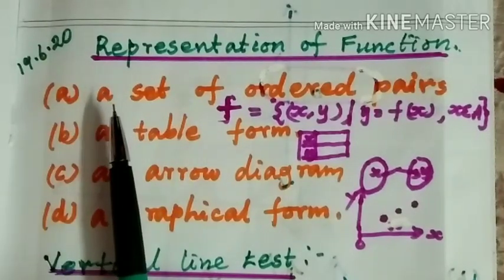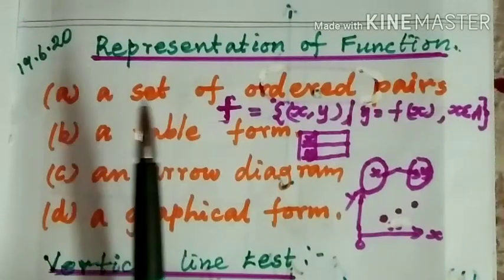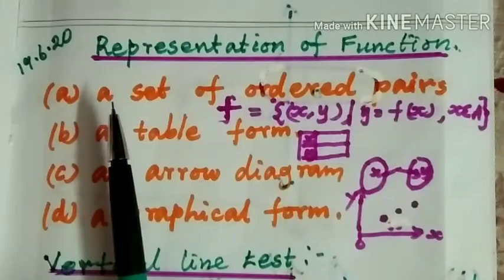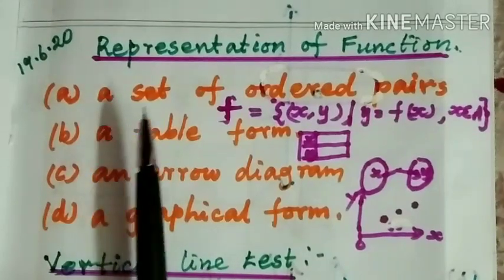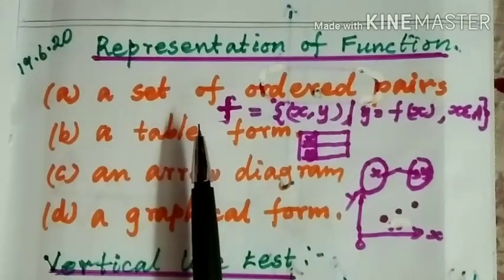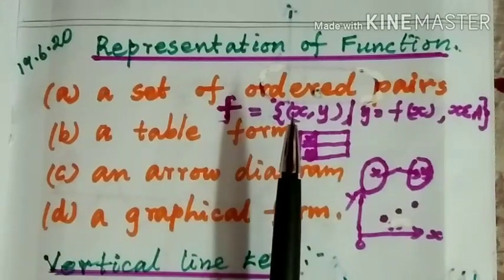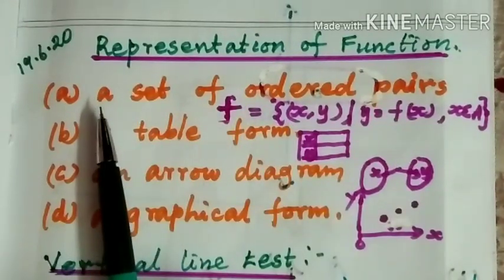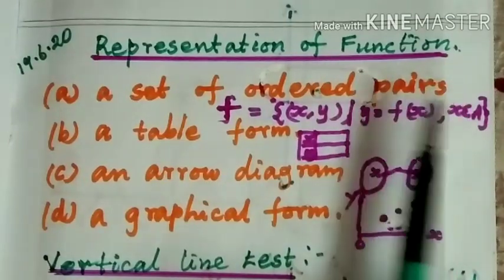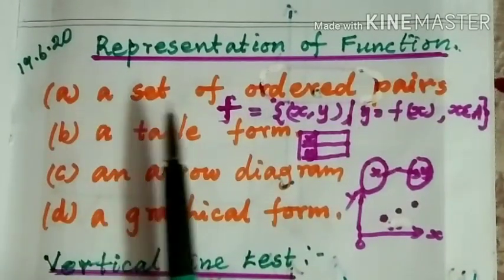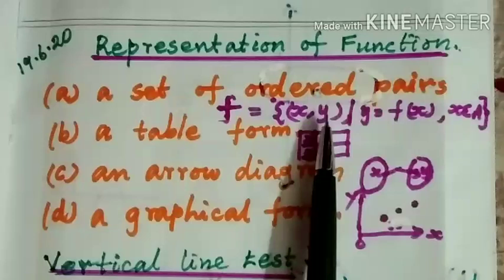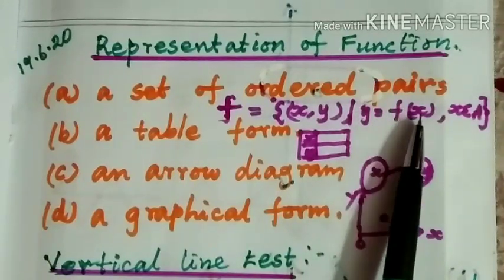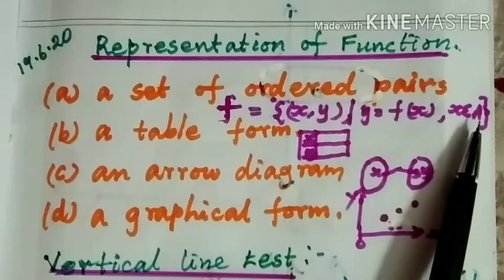Hello students, in 10th Maths Chapter 1 Relation and Function, today we are going to learn the next heading, Representation of Function. A function may be represented in four ways. The first way, a set of ordered pairs. It means the function is the set of ordered pairs such that y equals f of x and x belongs to A.